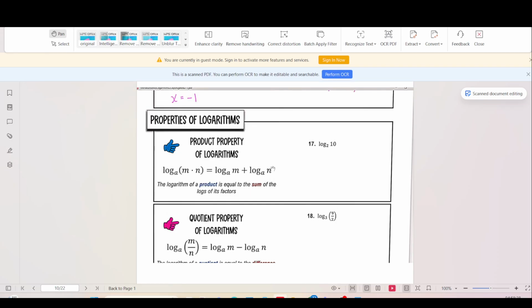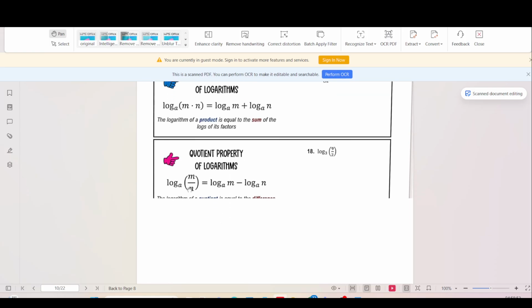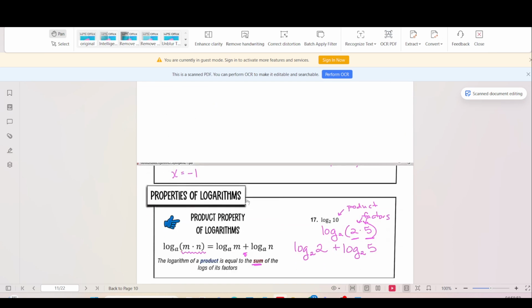So the properties of log: first is the product property. If they are in multiplication, you will convert them into addition. Like m times n, when you are converting, you write log with each of them: log a of m plus log a of n. If they are in division, this converts into a minus sign. Like log m minus log n.